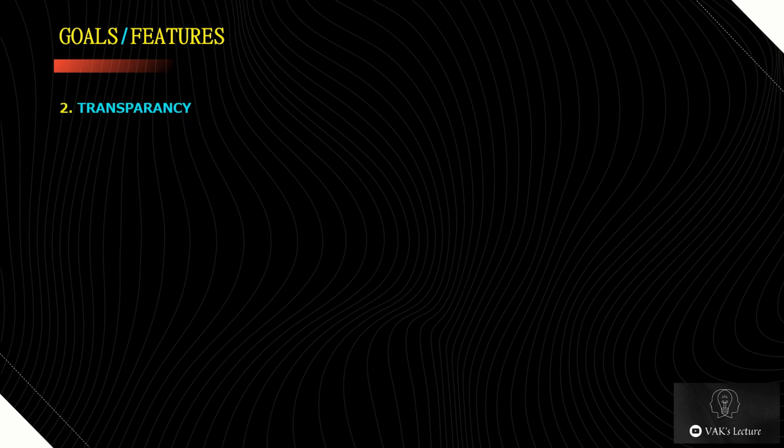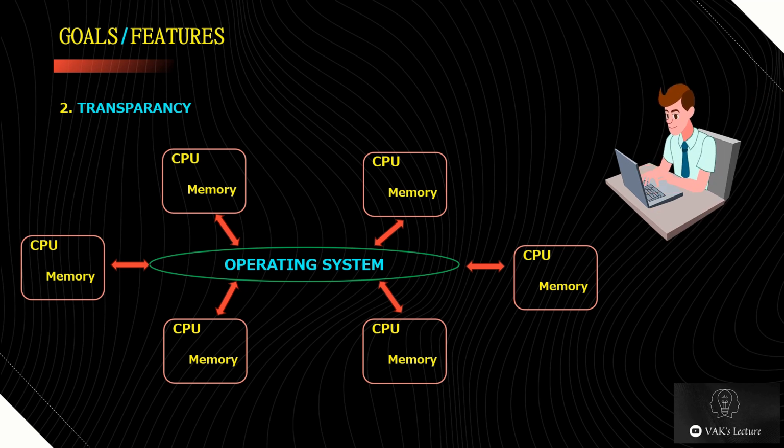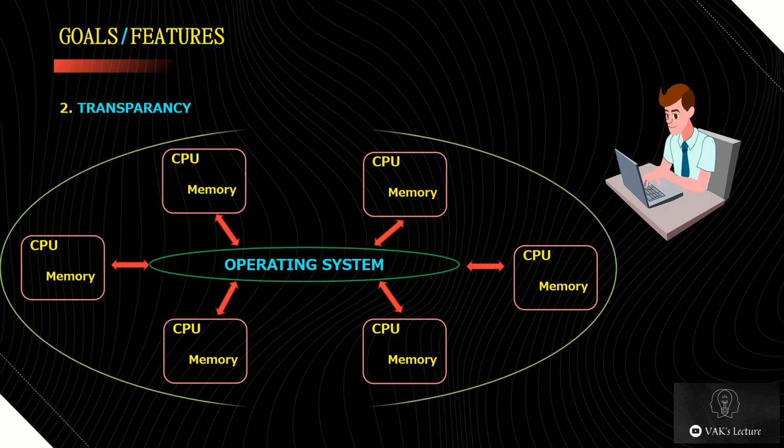Transparency. The operating system and resources are physically shared across multiple computers. Processes also get executed at multiple sites, but the goal of a distributed operating system is to make the user believe that he is working on a single computer system. The complexity behind the system must be hidden from the user.